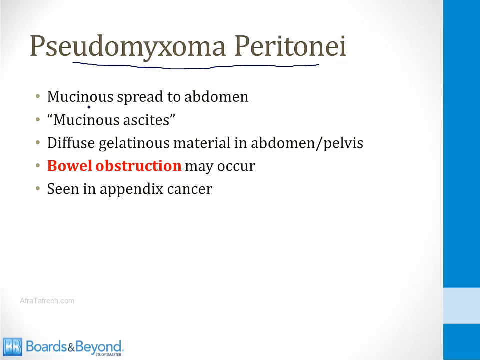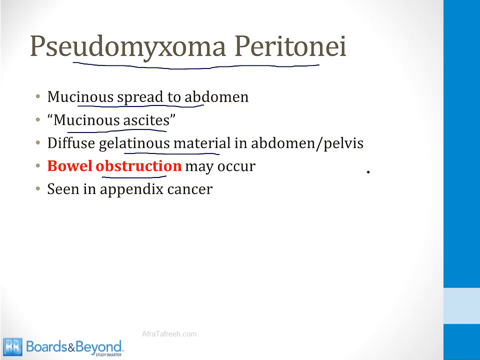So this happens anytime there's spread of a mucinous tumor to the abdomen. It results in ascites that consists of mucus called mucinous ascites, and basically when you open the abdomen in the operating room, what you see is a diffuse gelatinous material all over the abdomen and pelvis, and this can lead to bowel obstruction and even death.